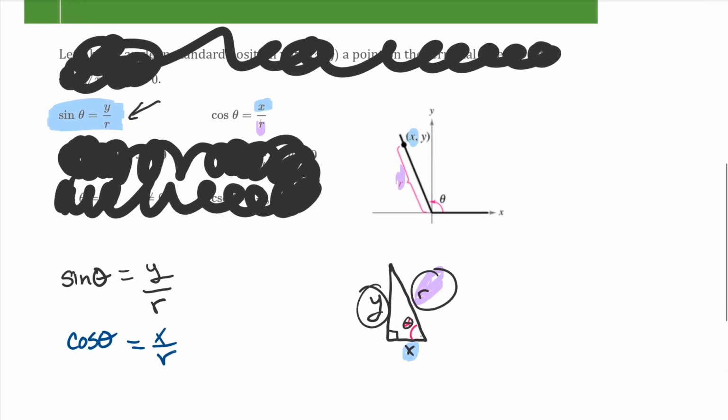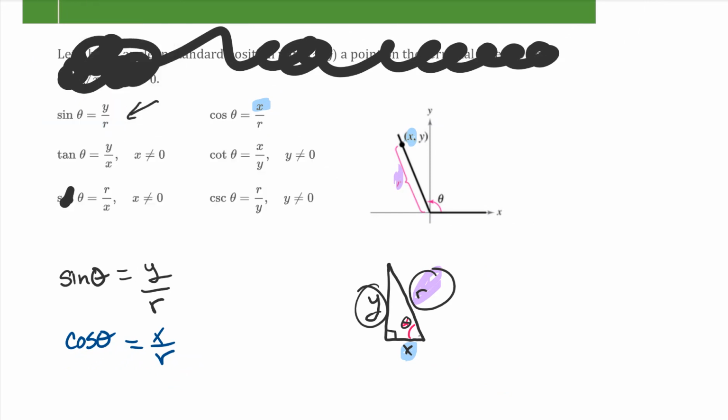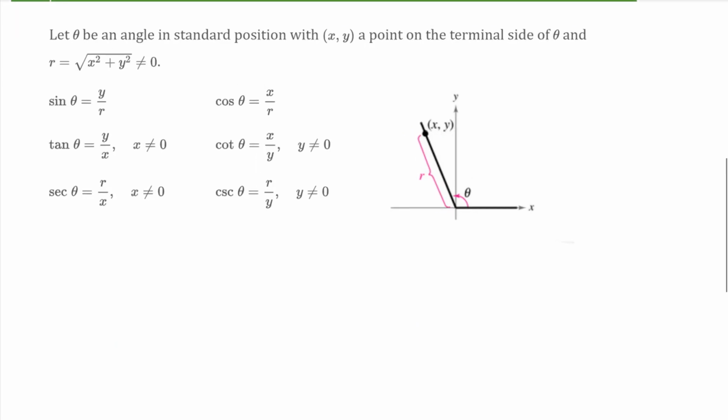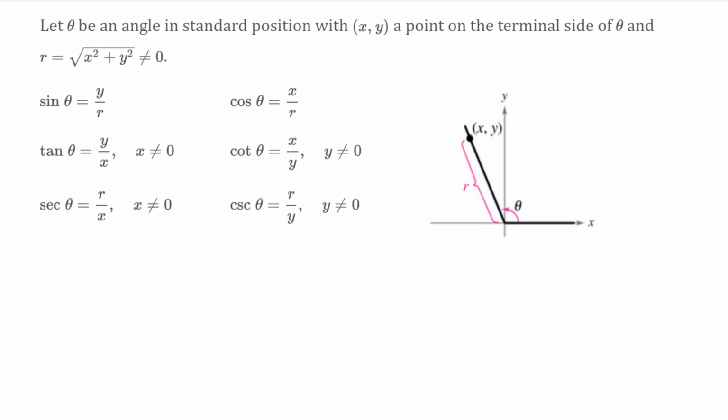Okay, back to it. Let's get rid of all of this. Just for now, we're going to play the game. Whether you understand it or not, let's just play the game. Let's say we have a point, and let's put it at 3, 4. What I'd like for us to do is find out what sine of theta is, what cosine of theta is, and what tangent of theta is.